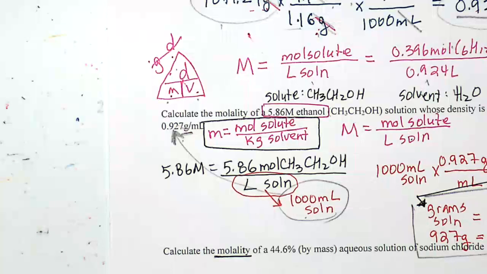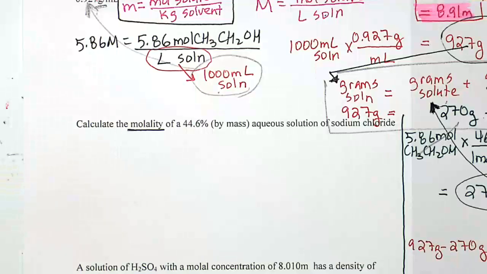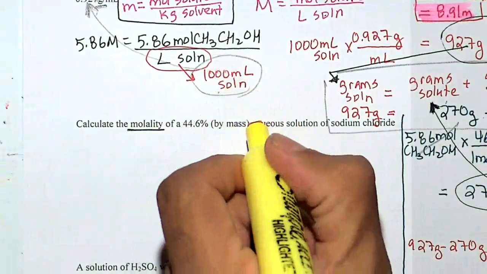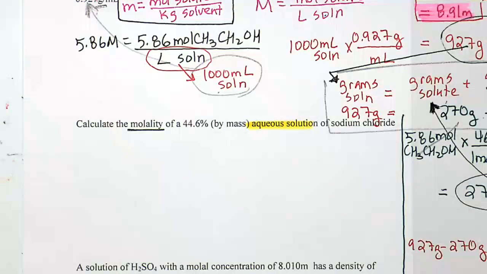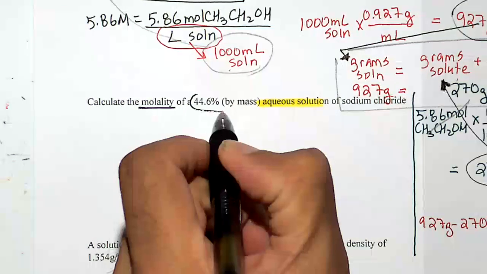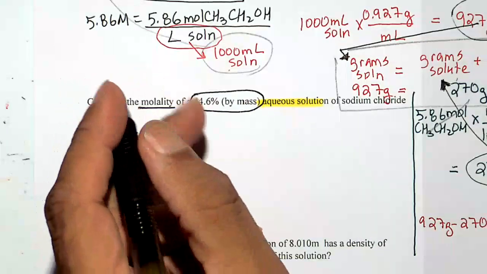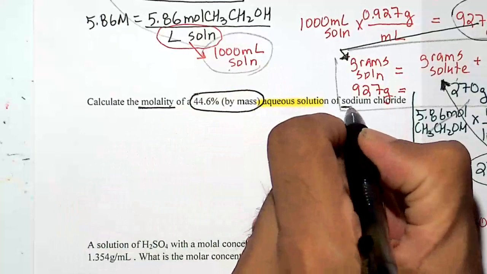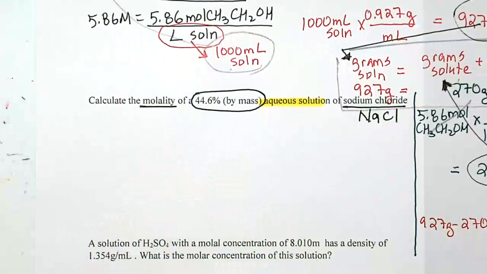Usually that solvent will be water, right? And furthermore, if the solvent is water, what do we call that solution? Aqueous, from aqua, water. So we're going to have here 44.6% by mass sodium chloride. Just so you know, sodium chloride is NaCl.